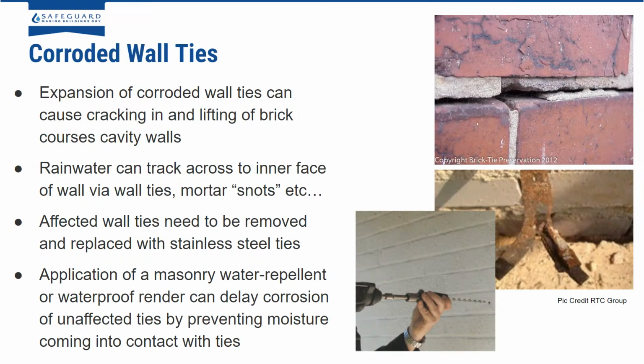Where you have CWI, one of the other issues is corroded wall ties, especially when they get wet. In this situation, rainwater will track across the wall ties to the internal face. They need to be removed and replaced with stainless steel wall ties. It's the other situation where applying Storm Dry can have its benefit, as this will delay the corrosion of the wall ties as well.